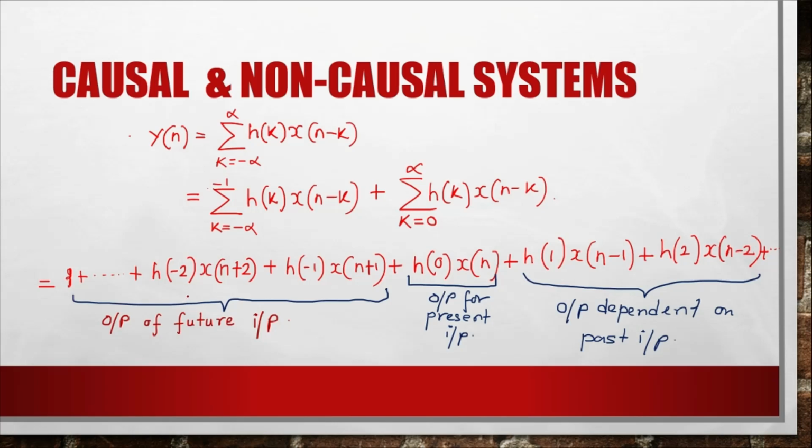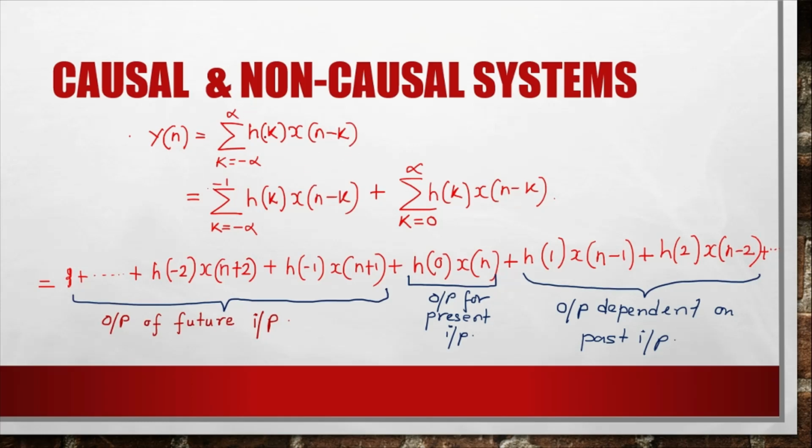Now, what is a causal system? The causal system is one whose output depends on past and present values of the input. So in a causal system, these future parts will not be available. If these parts are available in a system, it will become a non-causal system. So what is going to happen?